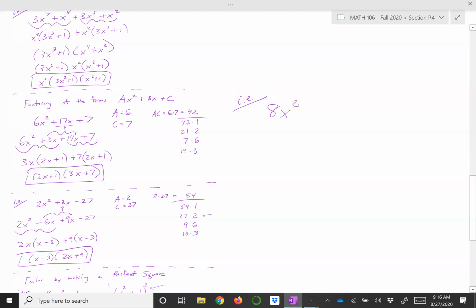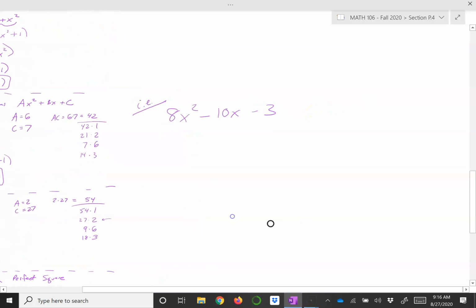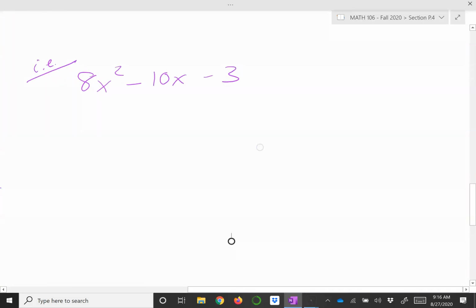And again, I'll be giving you a homework assignment so we can go over more next week. So 8x squared minus 10x minus 3. All right, so that's what we're doing. So we have to find A. A is 8. C is 3. Now notice I'm ignoring the signs on the negative 3 because I don't care at the moment. So then A times C, 8 times 3 is 24. So this one we can factor easily.